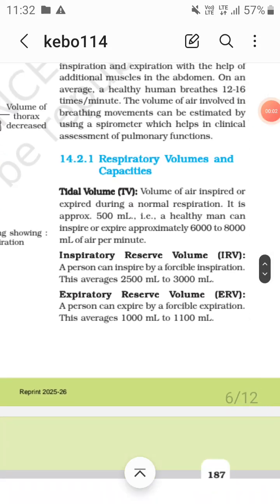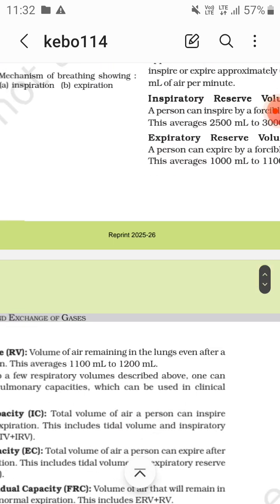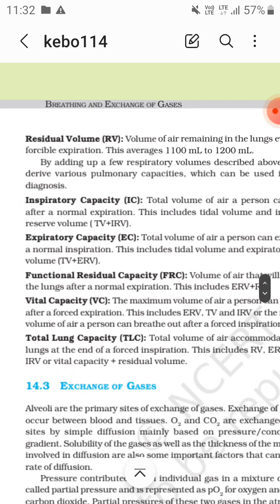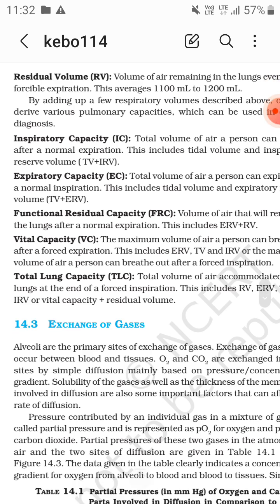Respiratory volumes and capacities: tidal volume (TV), inspiratory reserve volume (IRV), expiratory reserve volume (ERV) and residual volume (RV). Inspiratory capacity (IC) is TV plus IRV, that is, inspiratory reserve volume plus tidal volume. Expiratory capacity involves ERV plus TV.